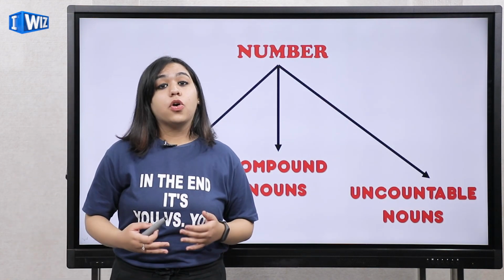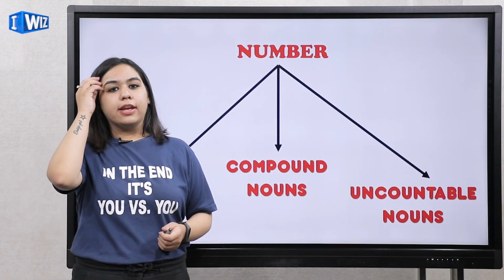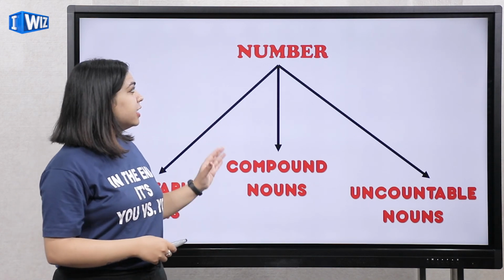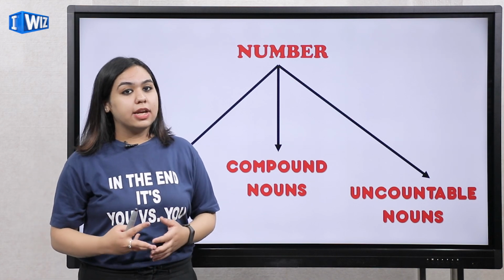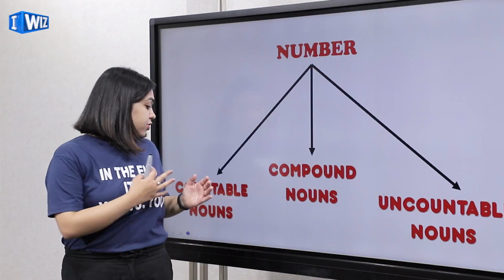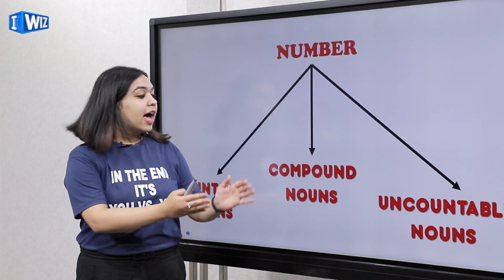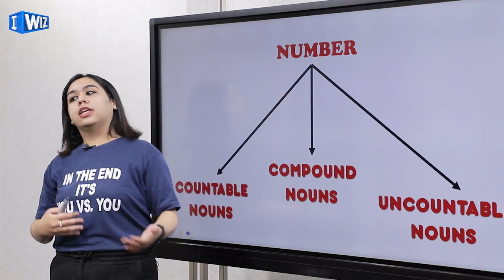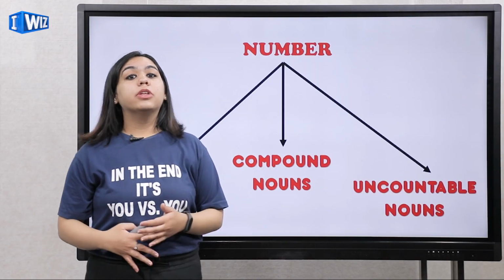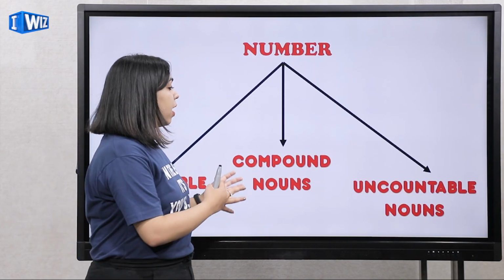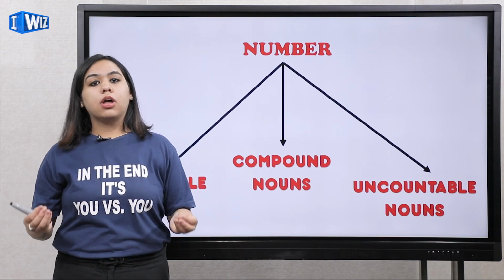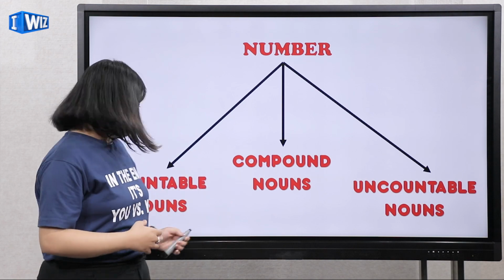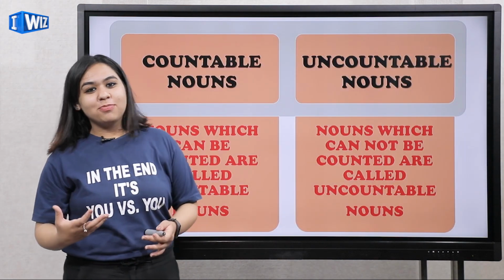Now, whenever we talk about number, what comes to your mind? A number means something that you can count. So these numbers are categorized into three main categories, namely countable nouns, compound nouns, and uncountable nouns. As the name suggests, countable is something that can be counted, uncountable is something that cannot be counted, and compound means a noun that is made up of two or more words, and we'll be discussing them one by one. So let's move on.